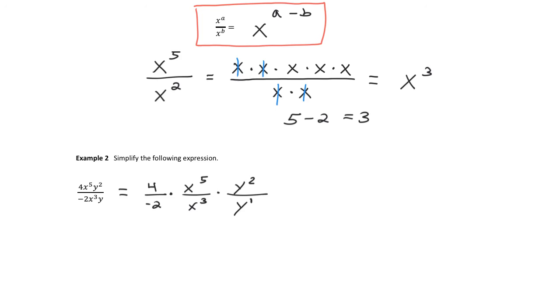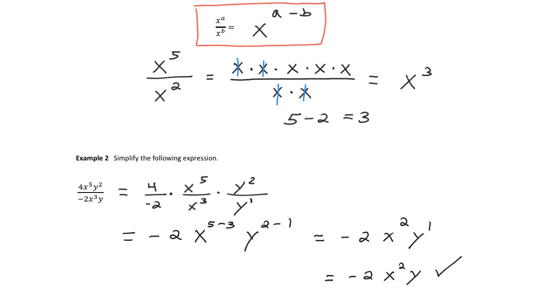If I start with the fraction with the numbers, that's 4 divided by negative 2, so it's a negative 2. For the second fraction, that's going to be x to the 5 minus 3. And for the last piece, it's going to be y to the 2 minus 1. If I simplify this, I get negative 2x squared y to the first. And we can really just leave off that exponent of a 1. So we have a final answer of negative 2x squared y.